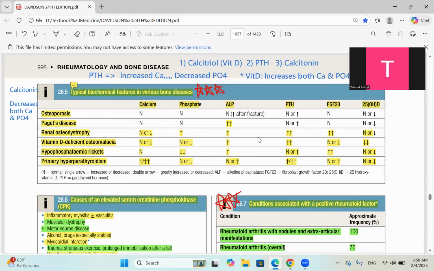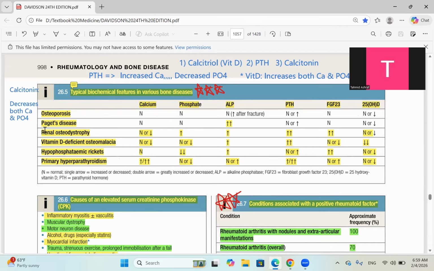As we studied earlier, parathyroid hormone normally causes an increased calcium level and decreased phosphate level. So the corresponding biochemical change will be increased calcium and decreased phosphate. Alkaline phosphatase level will be increased, and as the calcium level is very much increased, as a compensatory response the vitamin D level will be decreased so that the calcium level does not increase further. Okay. So this is primary hyperparathyroidism.